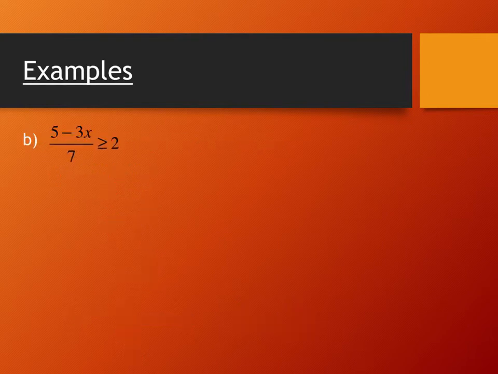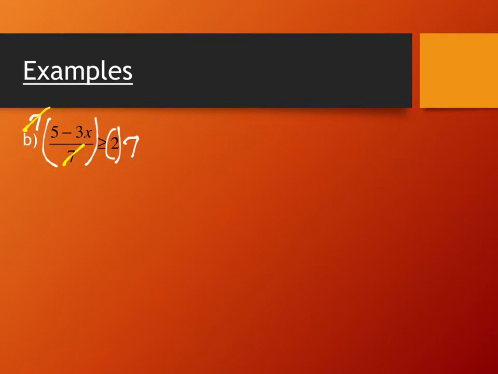All right, let's try another one. I have (5 minus 3x) over 7 is greater than or equal to 2. Absolutely. Amari's right. We're going to get rid of that 7 to start with. We're going to multiply both sides by 7. Please keep in mind that the whole point in multiplying by 7 is so the denominator cancels. It does not help you to distribute that 7 through the top of that fraction.